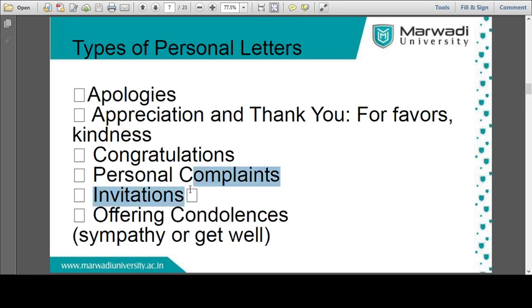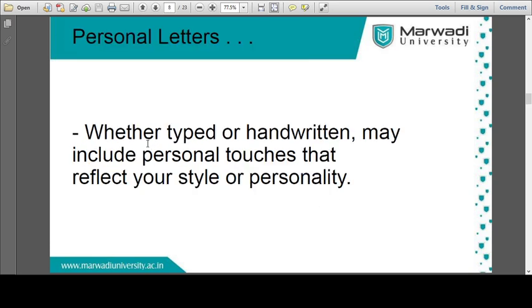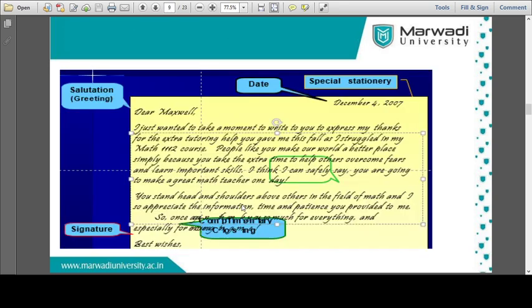Now you can see the personal letter, whether typed or handwritten, may include a personal touch that reflects your style or personality. So this is the format of a personal letter. You can even see the language, as well as the sentence structure, of the personal letter, and the tone of the personal letter.